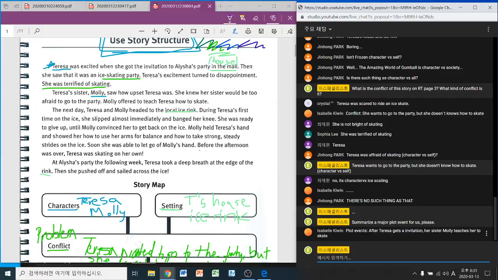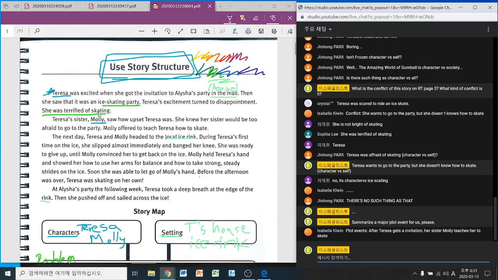Plot events. After Teresa gets an invitation, her mother teaches her to skate. Okay, right. Molly teaches her to skate. Good. That's a pretty big summary. That's a pretty significant summary. Yes, we can even put a little bit more details in there. No, that's actually quite perfect. Molly teaches her how to skate. That's exactly what we're looking for. That summarizes our whole middle part.